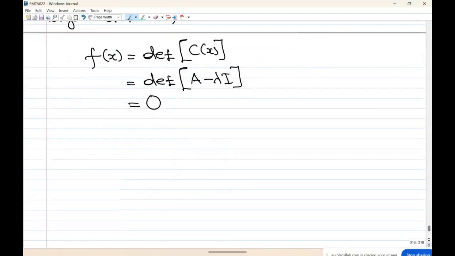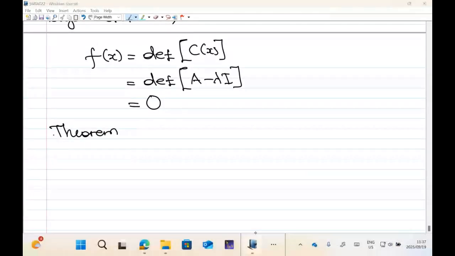Now, before I go to these examples, let me have this theorem. Let's check this theorem.